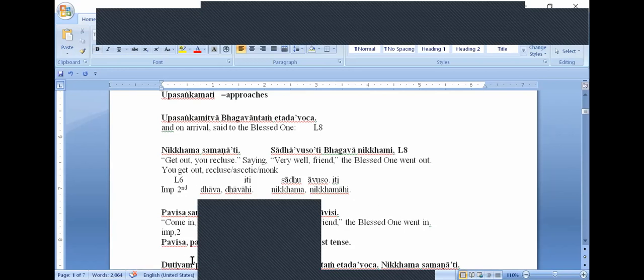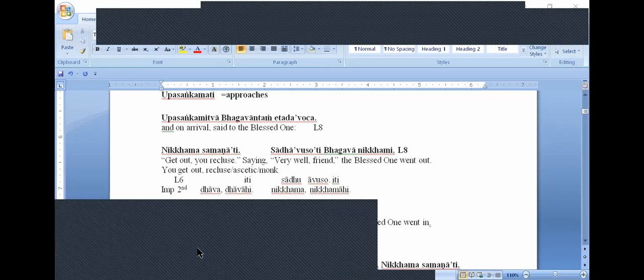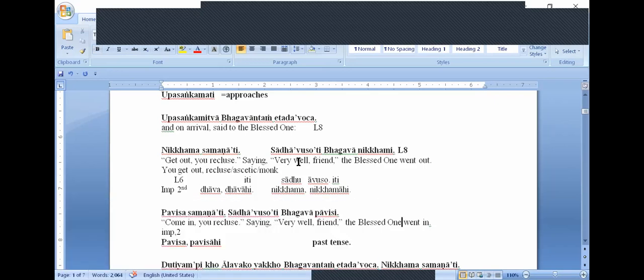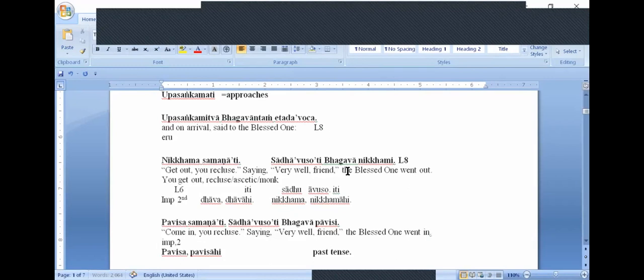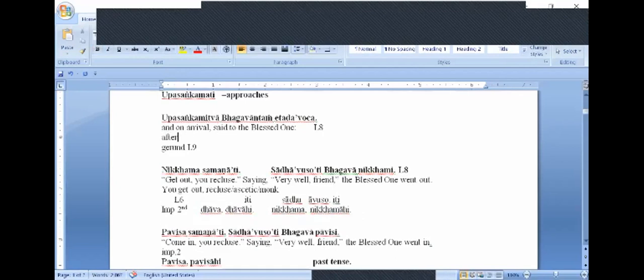Okay, so any question up to here? Okay, any question? So another thing you will learn is the gerund, in lesson number 9. The gerund is actually interesting because there are many types. The past tense is lesson number 8. So sooner or later we will come to the gerund. The gerund is very easy. With the tva here, we translate it like after, or after approaching, or having approached.